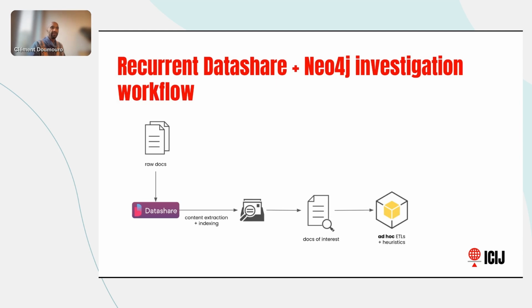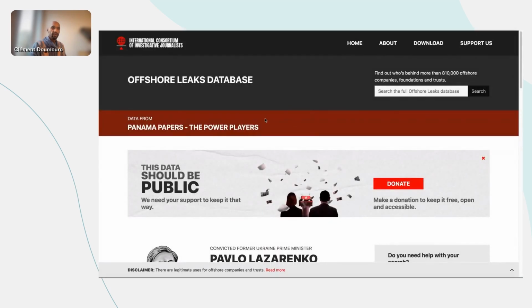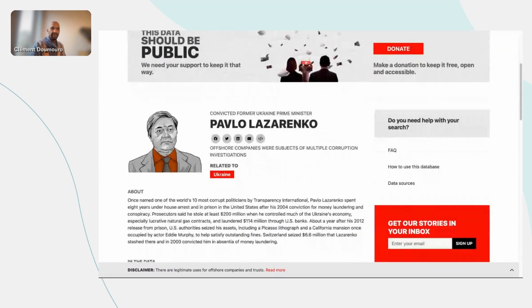Then they actually performed ETLs to export the data out of Datashare and applied some heuristics to extract the shareholder information from the text content of the documents. After that, they performed a round of fact-checking. And finally, after another round of ETL, the data was imported inside Neo4j to create a graph database called the Offshore Leaks Database. So this is the Offshore Leaks Database.